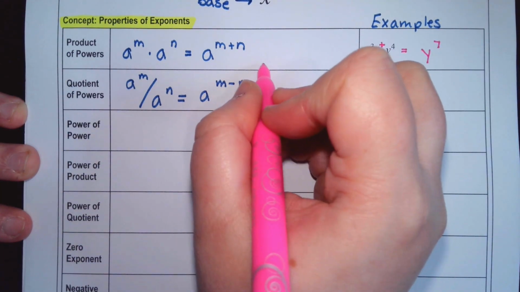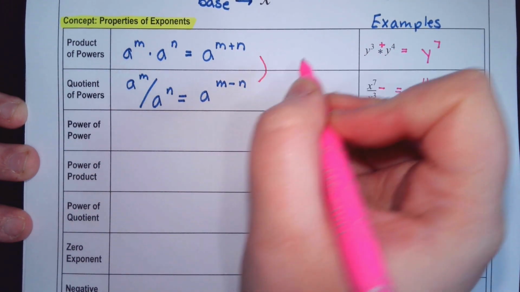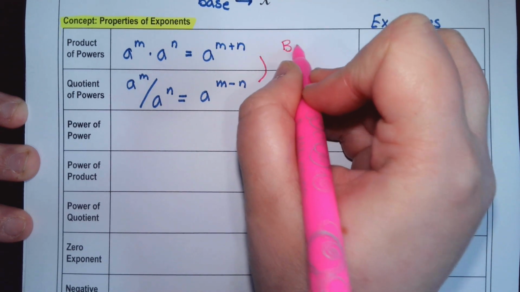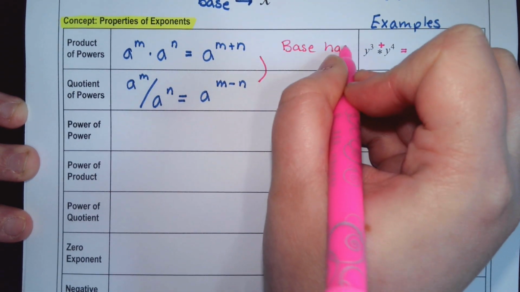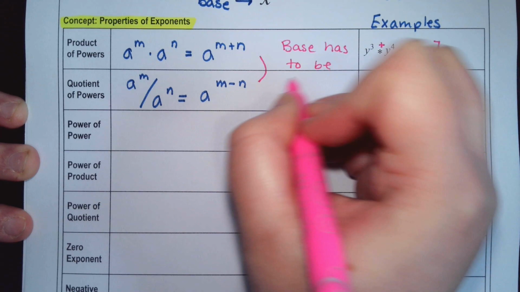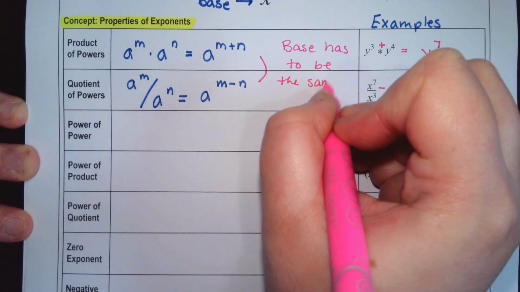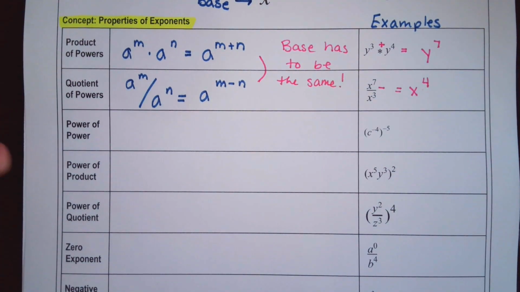Now, for these first two properties, the base has to be the same. You cannot do these two properties when your bases are different. The base has to be the same to be able to add or subtract the exponents.